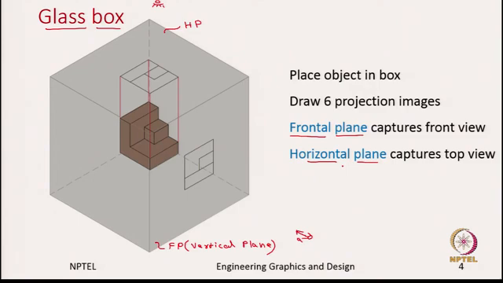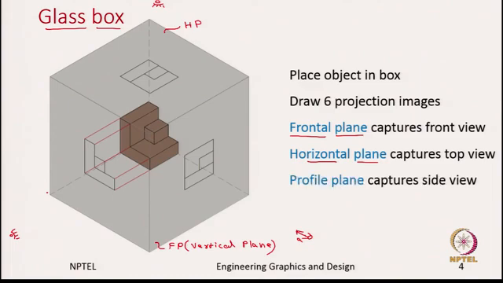Similarly, to capture the left side view, we first draw these projectors. The eye is somewhere here. Since we are capturing the left side view, the observer goes to the left of the object and looks towards the object. And these are projected on this plane, which we call the profile plane. So, the profile plane captures the side view. In short, we will call this plane PP, profile plane.